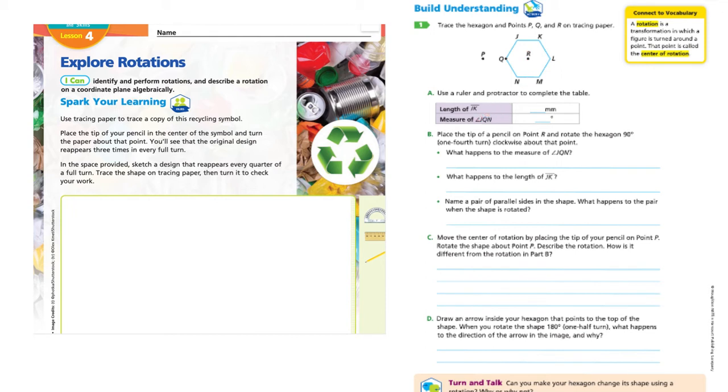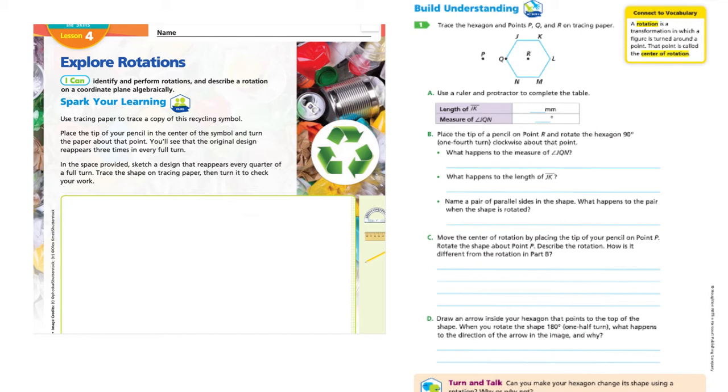around that point P. And you could almost think of it also like the sun is P, and that hexagon is the earth and how it rotates around the sun. The earth rotates around the sun. So play around with that, super fun. And then D, draw an arrow inside your hexagon that points to the top of the shape. So it can be like a little arrow here.